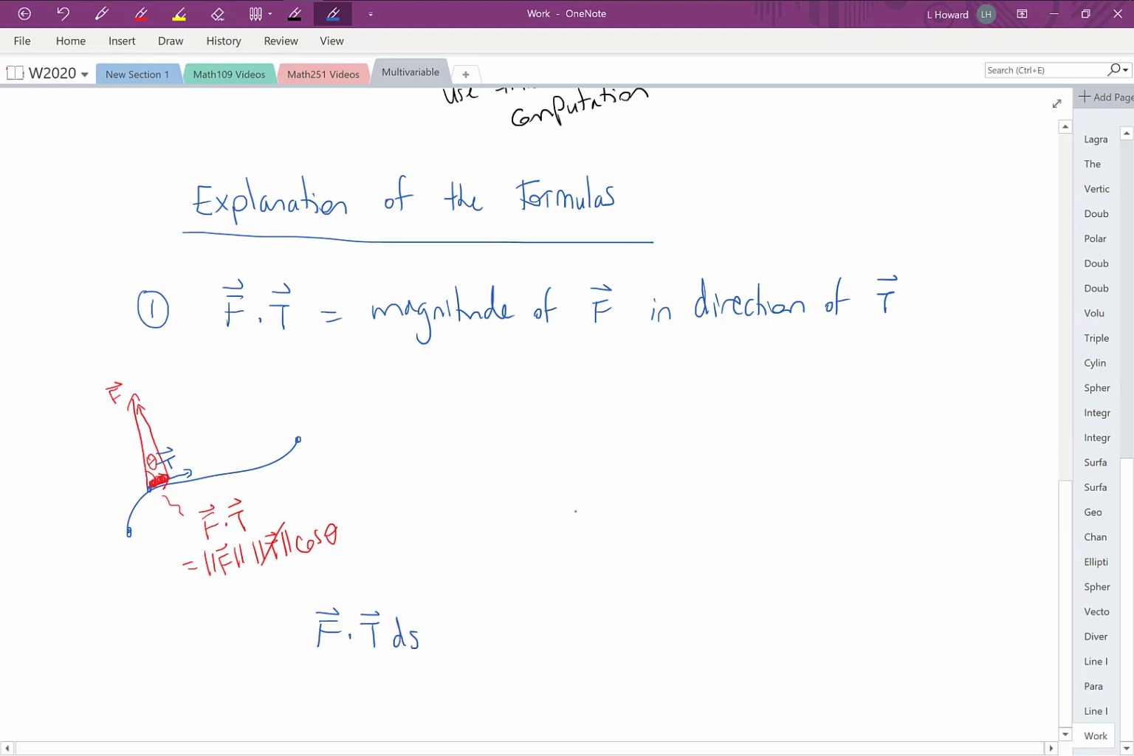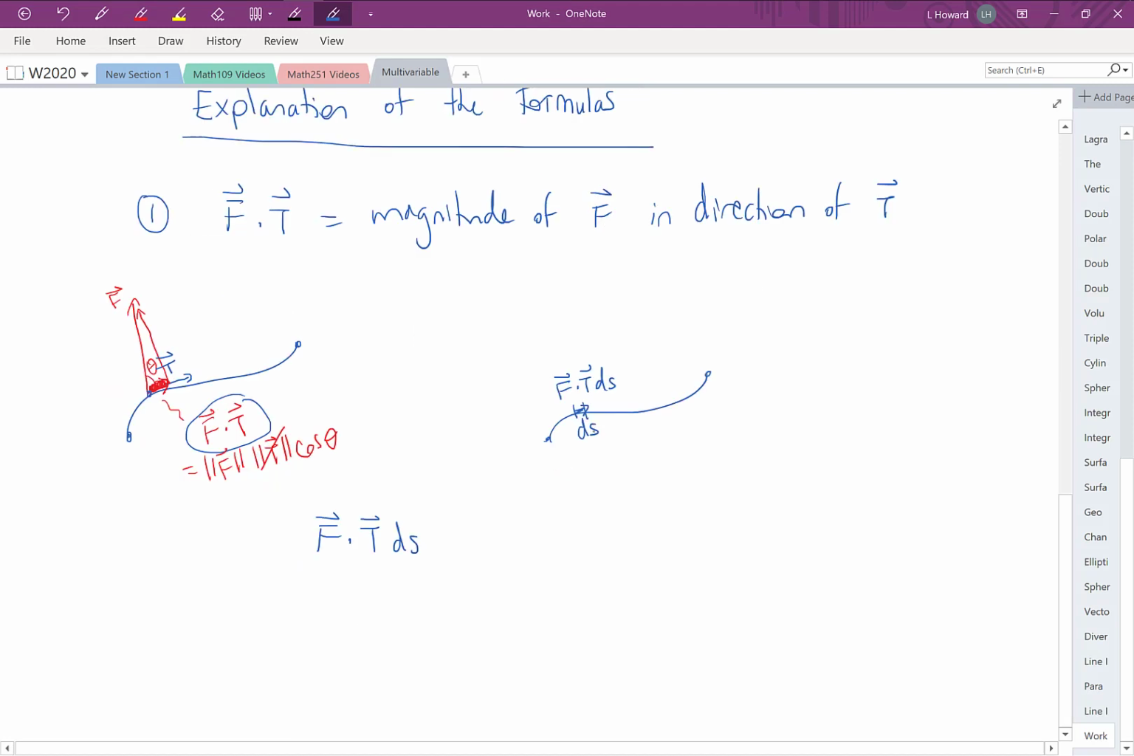by ds, where ds is just a little tiny chunk of the curve. So ds is a length, a little piece of arc length, representing how long that little section of curve is. And if you take this f dot t and multiply it by ds, then what you're getting is just a scaled version of this picture. So you're just getting this tiny little vector here. And along this little section, the curve is essentially a straight line.